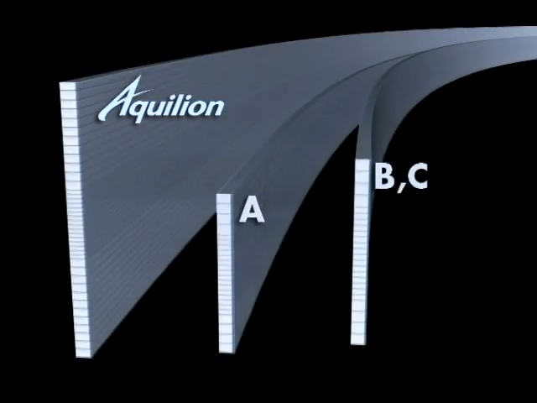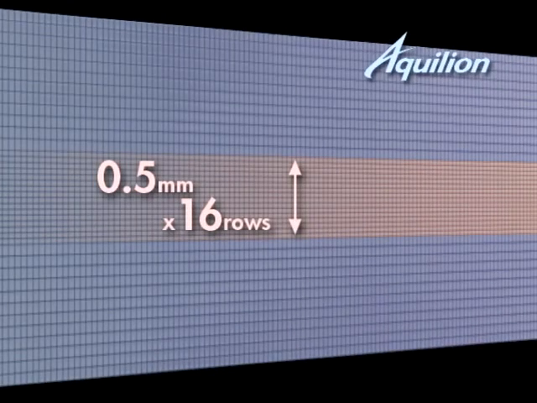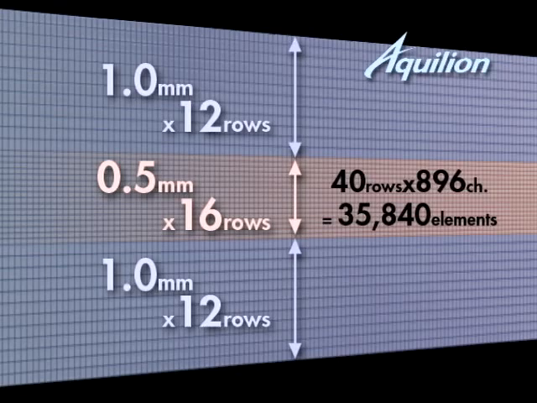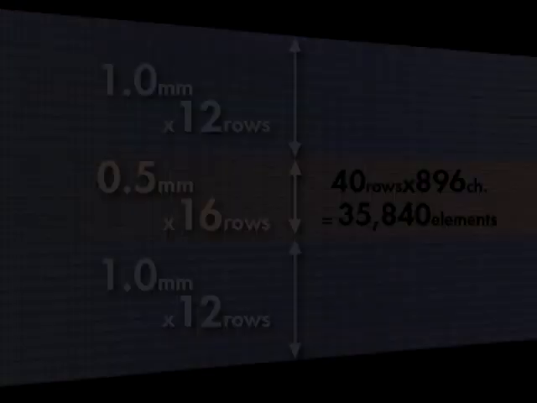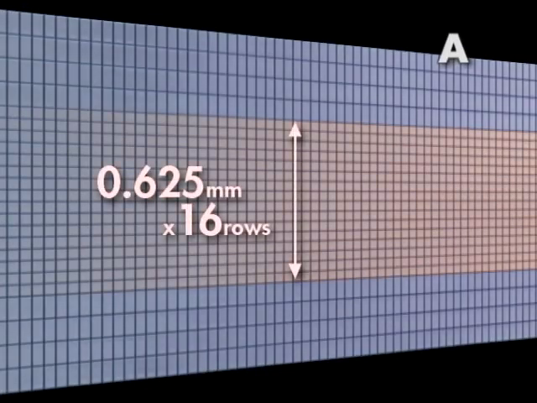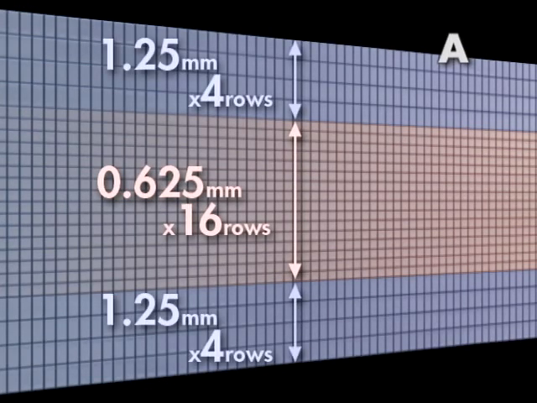Here are the three types of detectors currently used for 16-row multislice. First, the Aquilion detector. 16 rows of 0.5 mm slice detectors in the center and 12 rows of 1 mm slice detectors on either side. A total of 40 rows for data acquisition. Next, Maker A's detector. 16 rows of 0.625 mm slice detectors in the center and 4 rows of 1.25 mm slice detectors on either side for a total of 24 rows.